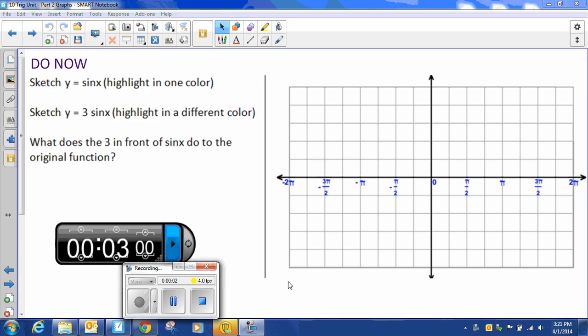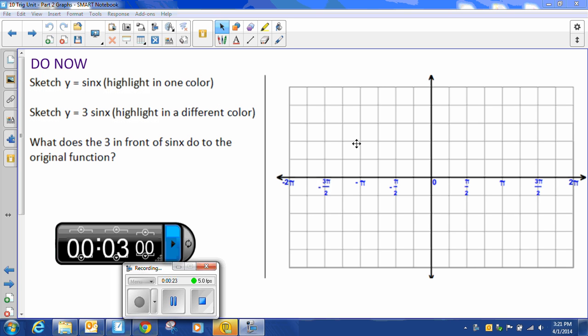Okay, today's lesson is 10.10 part 2, trig functions. We're going to specifically look at the properties of trig functions, including amplitude, period, and phase shift, which is horizontal shift, and vertical shift. So start with this right here.